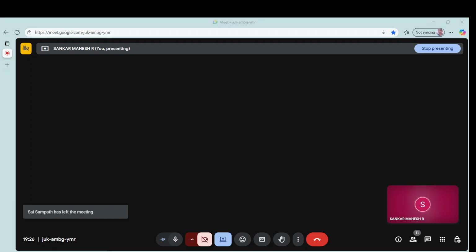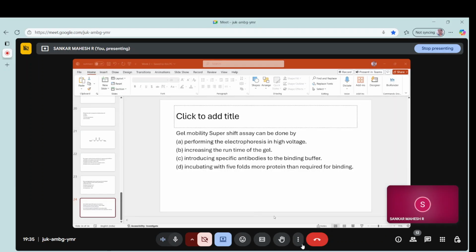Yeah. The last question for today's class is gel mobility supershift assay can be done by option A performing electrophoresis in high voltage, option B increasing the runtime of gel, option C introducing specific antibodies to the binding buffer, and option D incubating with 5 folds more protein. So think about this question, and then we have discussed this earlier. You can take a couple of minutes to think about this.